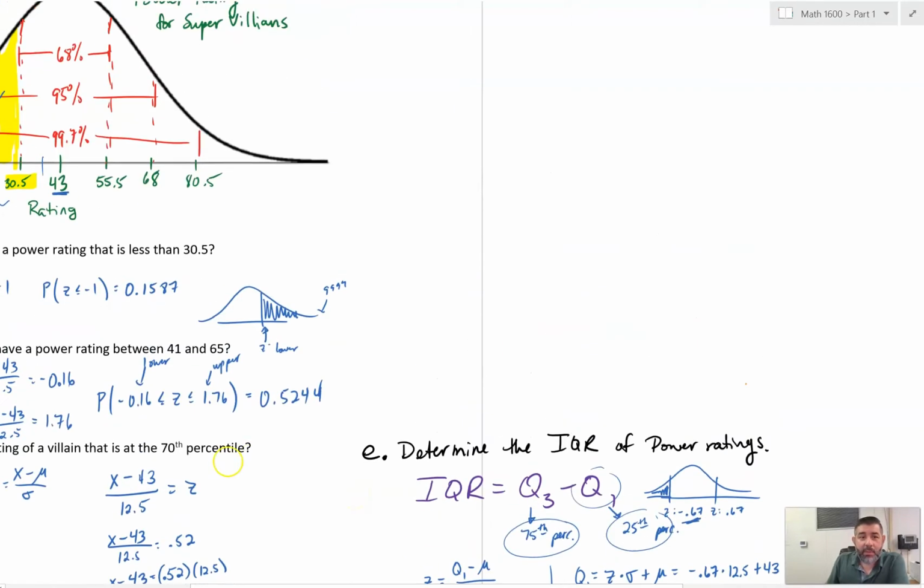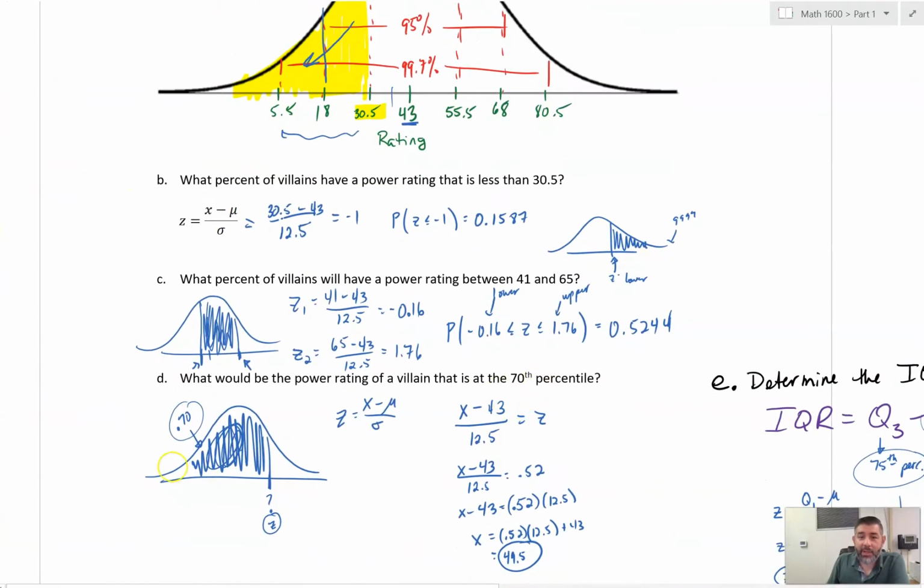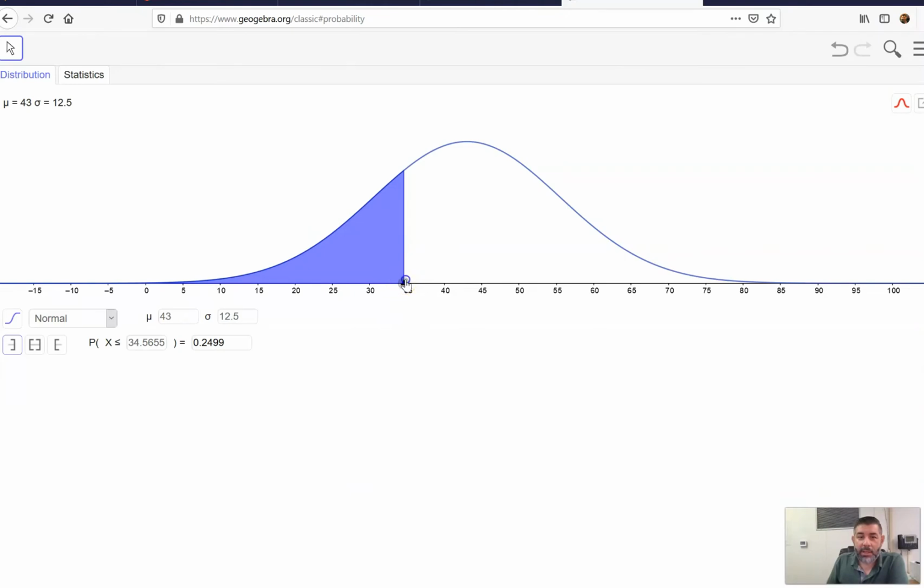I want to remind you that a percentile is the value at which 70% of the population is below that. That's why, when I did that in GeoGebra, I was looking for the probability or the percentage to be 75% or 70%, because that tells me that 70% of the population is below the value of 49.5789. All right, so that's how we're going to use GeoGebra to determine some normal model probability problems.